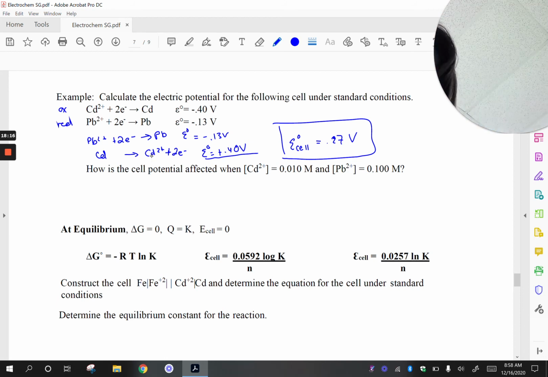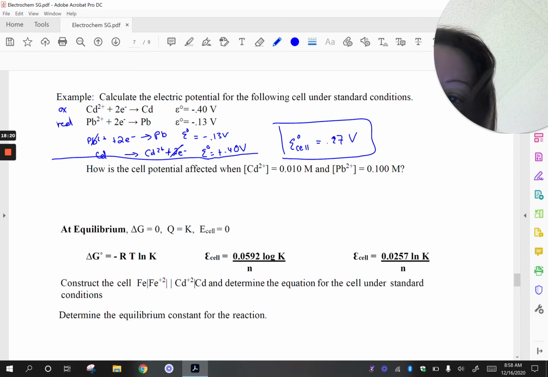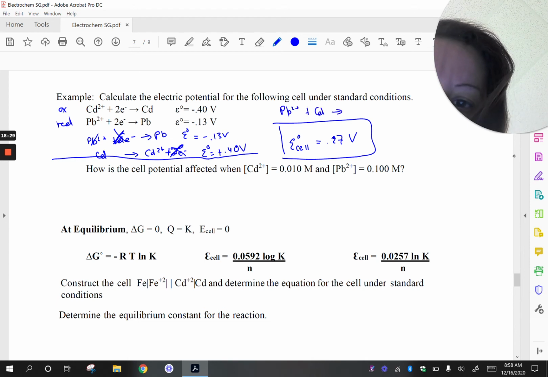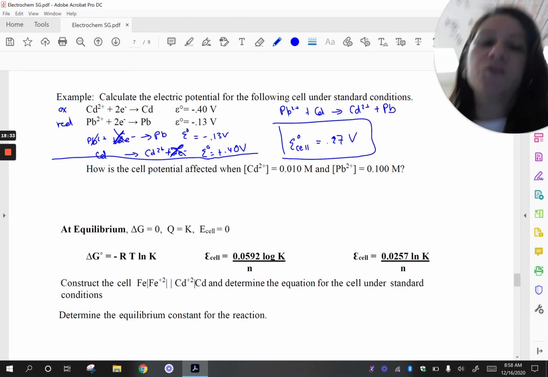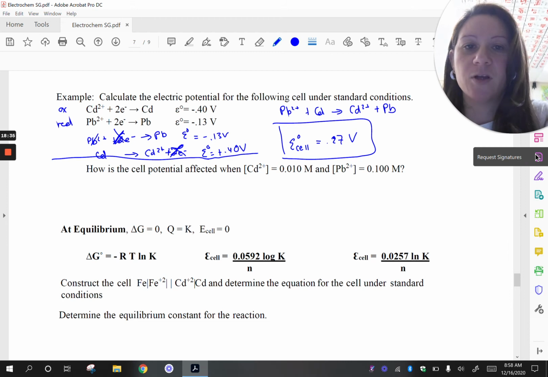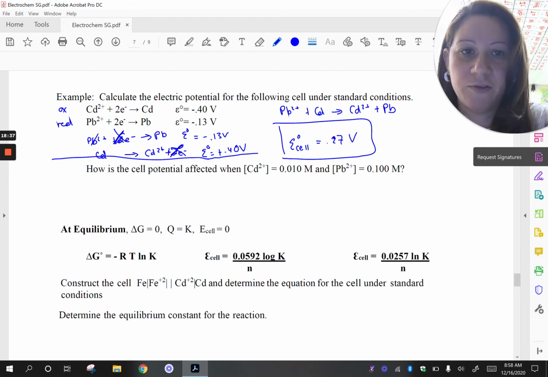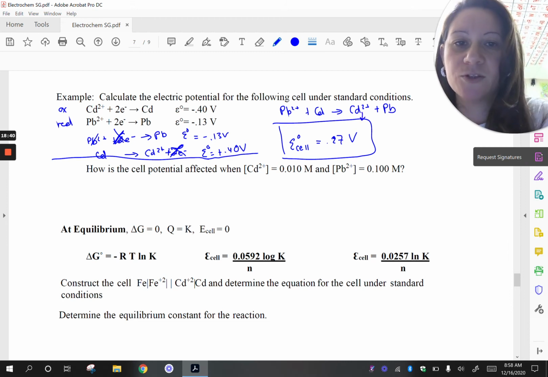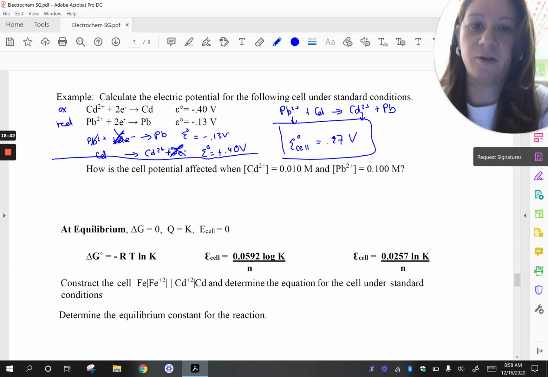Let me add these two together. Cross that out, oops, cross this out with the electrons. So the overall equation is Pb2+ plus Cd yields Cd2+ plus Pb. What I'm doing is dropping the concentration of the cadmium ion, and I'm also dropping the concentration of the lead ion.